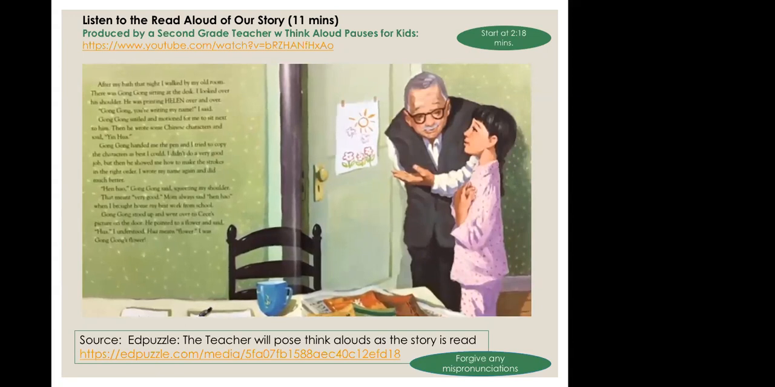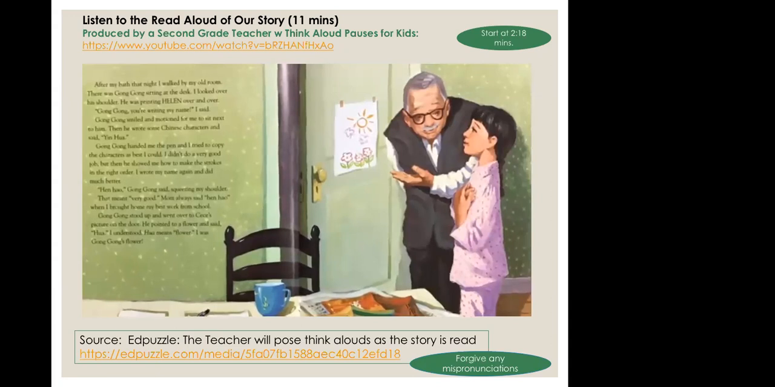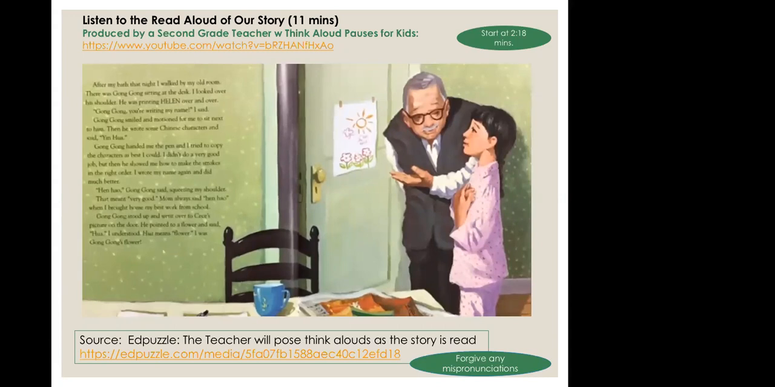Gong Gong stood up and went over to Cece's picture on the door. He pointed to a flower and said, "Hua." I understood. Hua means flower. I was Gong Gong's flower.